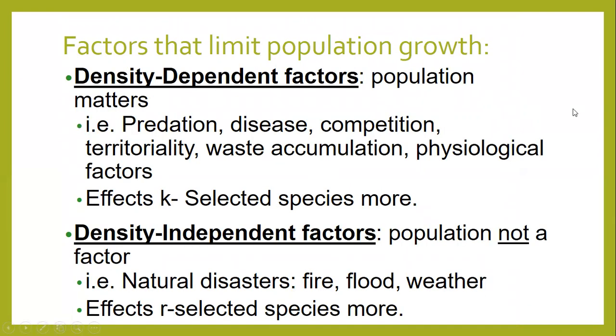Factors that limit population growth. There are two classes of them. There are density-dependent factors, i.e. population matters, and there are density-independent factors, i.e. population is not a factor. So let's give some examples of those. Population matters. This is predation, disease, competition, territoriality, waste accumulation, and physiological factors. These are going to affect K-related species more.